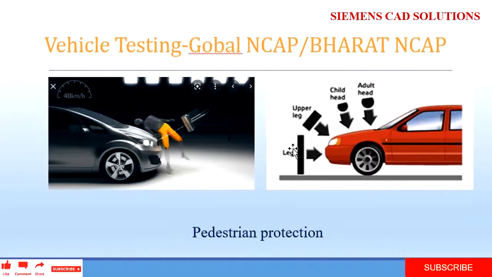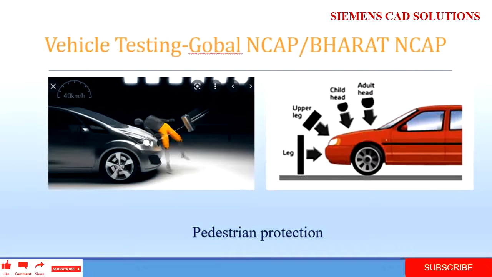The leg needs to be hit from this area itself, the upper leg needs to hit this area, the child's head needs to hit the front area of the bonnet, and the adult needs to hit the upper area of the bonnet. The adult should not hit the windshield. So depending upon this, your front design also needs to be done.